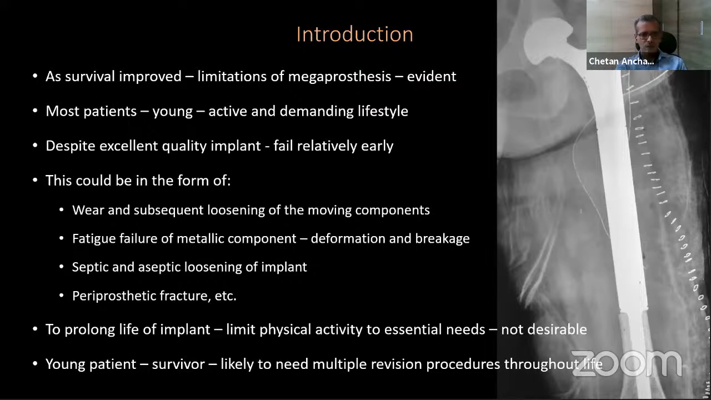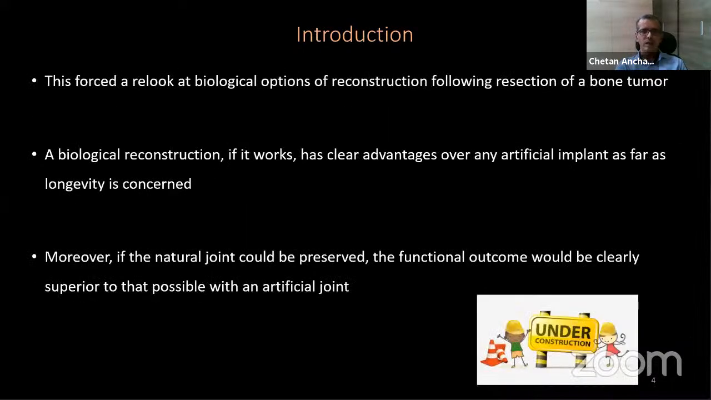desirable. So if there is a young patient who is a survivor, he is very likely to need multiple revision procedures throughout life in case he has been treated with the megaprosthesis. So this has forced a relook at biological options of reconstruction following resection of a bone tumor. A biological reconstruction, if it works, has clear advantages over any artificial implant as far as longevity is concerned. Moreover, if the natural joint could be preserved, the functional outcome would be clearly superior to that possible with an artificial joint.